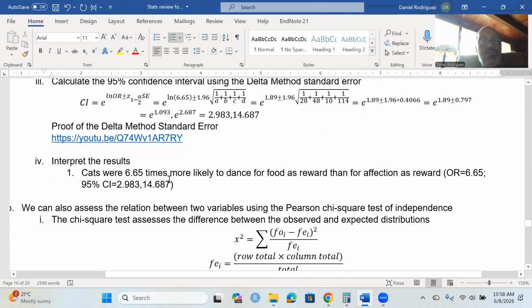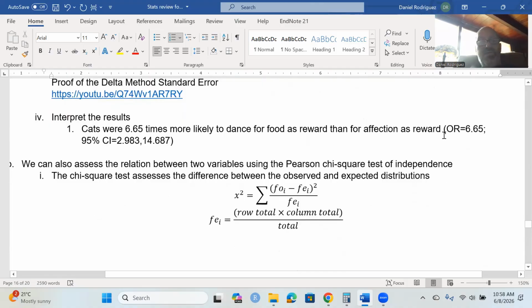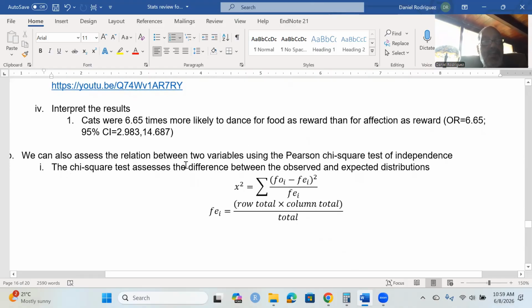So here we have cats were 6.65 times more likely to dance for food as reward than for affection as reward. And you always provide the odds ratio and the confidence limit. Again, this is a point estimate. So this is saying that the point estimate is 6.65, but the true odds ratio is somewhere between 2.983 and 14.687 times more likely, right?